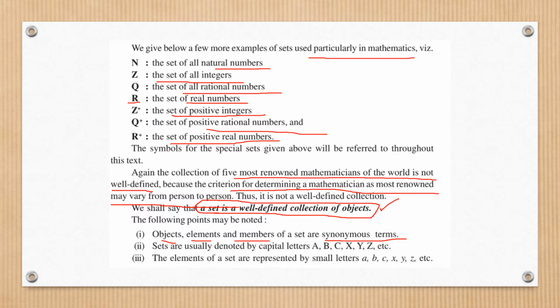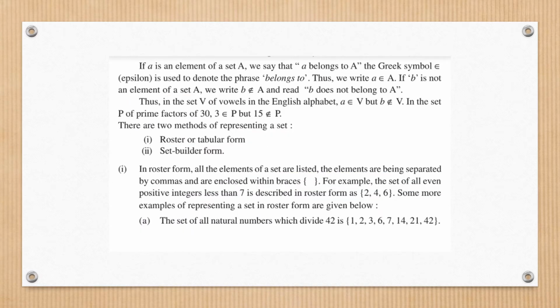Number 2, sets are usually denoted by capital letters like A, B, C, X, Y, Z, etc. And the elements are denoted by small letters. So keep it in mind. And if a is an element of set A, we say that a belongs to A. We use the Greek symbol epsilon, which means belongs to. So we write a belongs to A. This is read as a belongs to A.